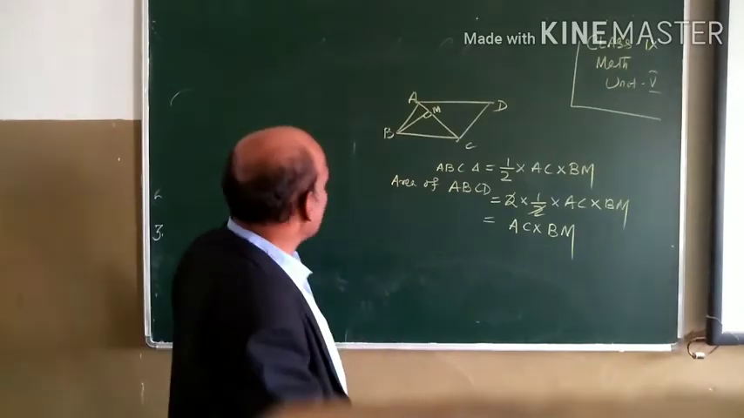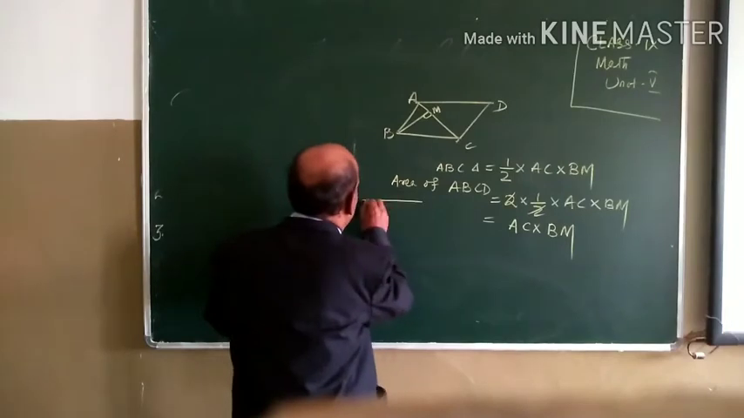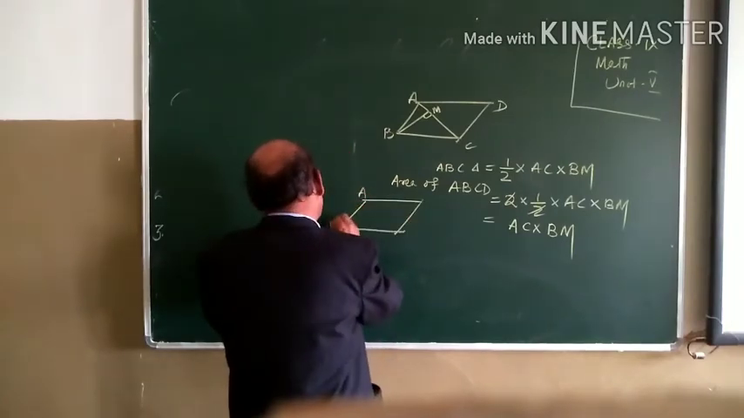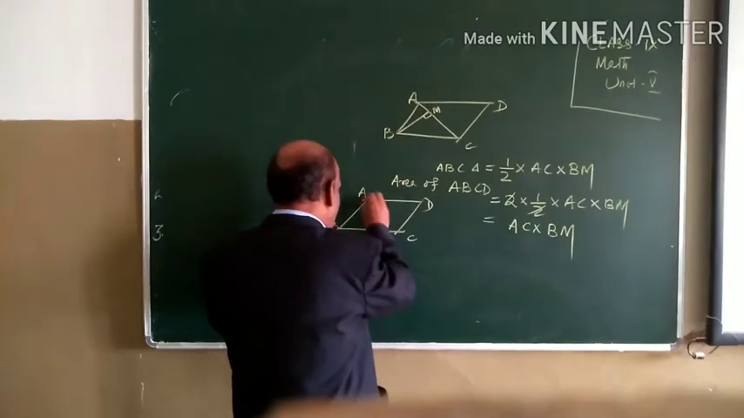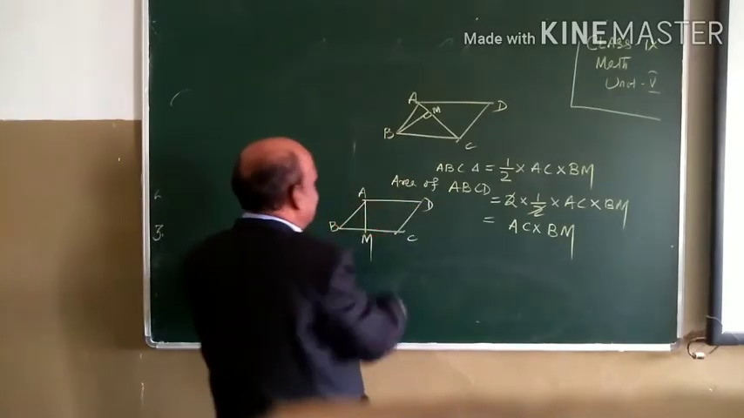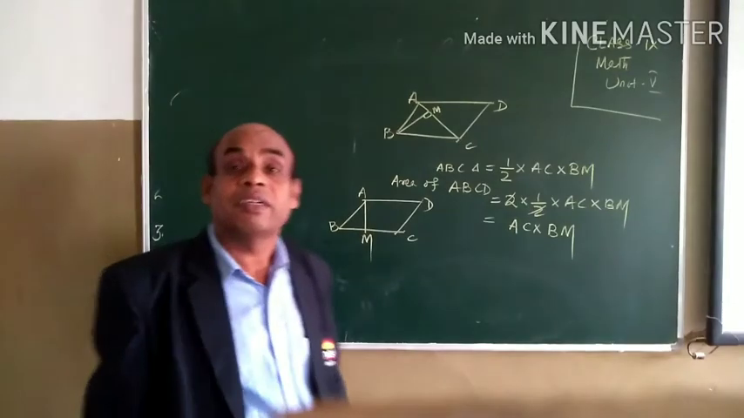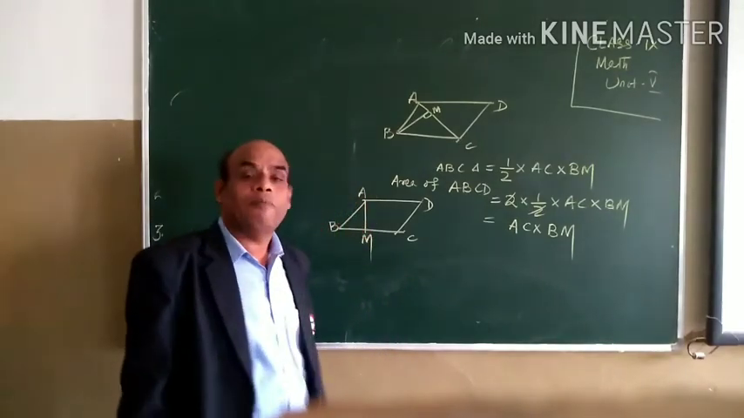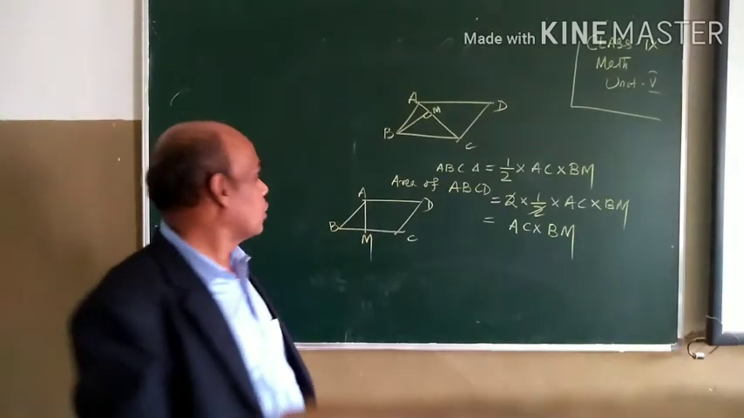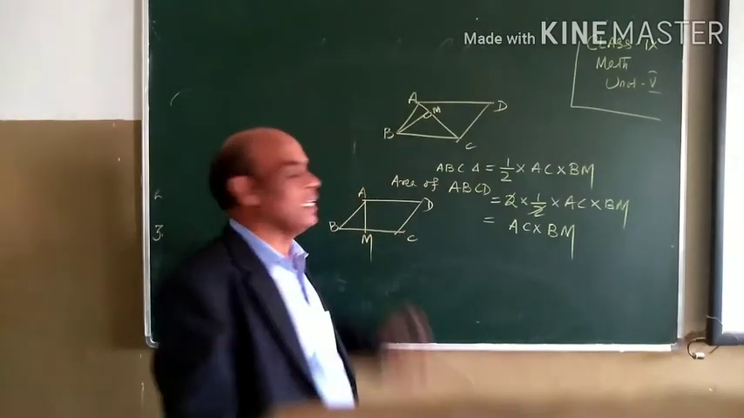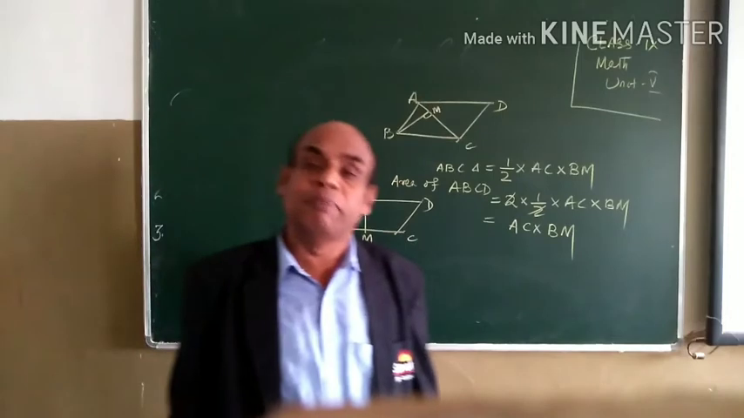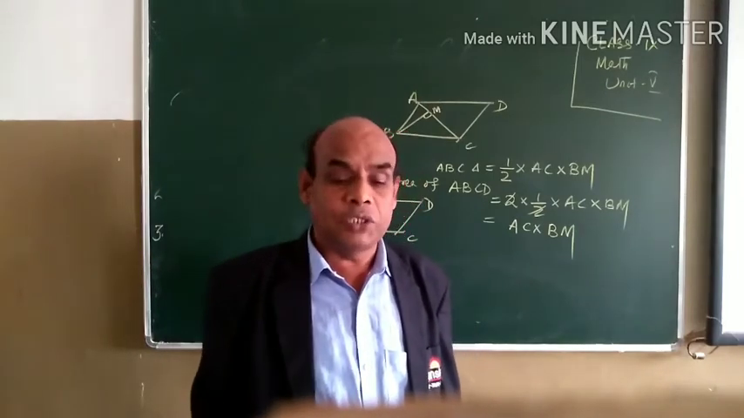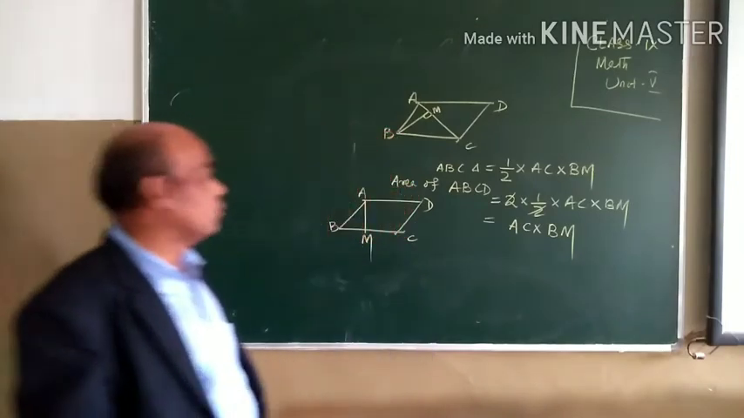But if I construct the parallelogram this way, suppose ABCD is a parallelogram and AM is called height. So directly I can write area of parallelogram ABCD is equal to base into height. That we have to remember: the area of the parallelogram is equal to base into height.